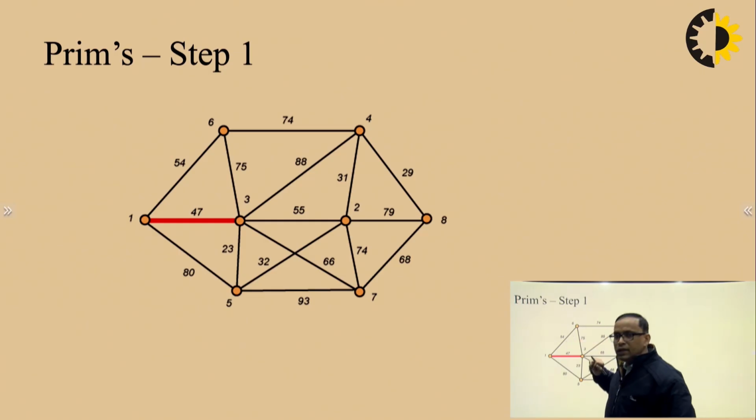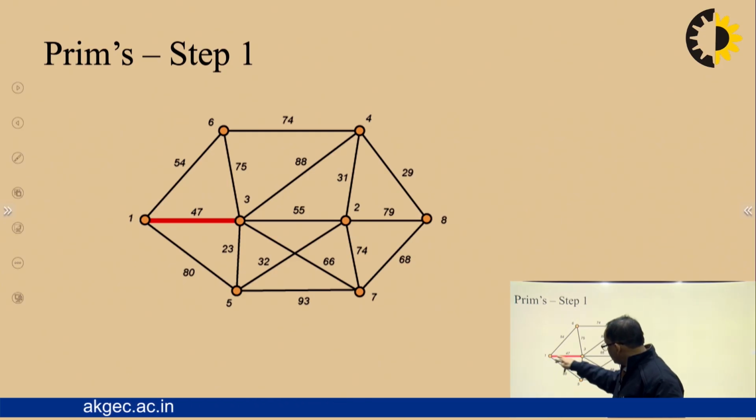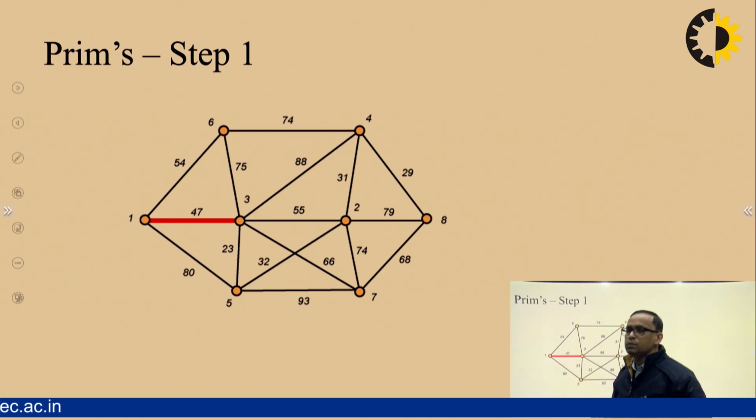We will find the adjacent of vertex 1. The adjacent vertices of vertex 1 are vertex number 6, vertex number 3 and vertex number 5. So 3 edges are there in the starting: 1 and 6, 1 and 3, 1 and 5. Among these 3 edges, the edge which has the minimum weight will be included in the minimum spanning tree. Among these 3 edges, the one connecting vertex 1 and vertex 3 has the minimum weight. So this edge will be included in the minimum spanning tree.